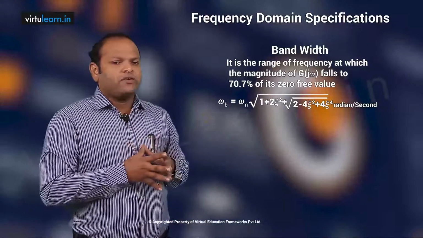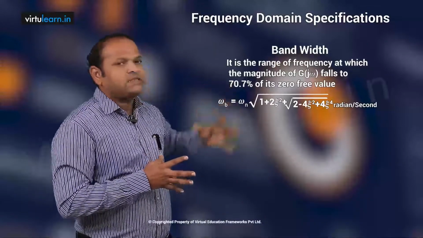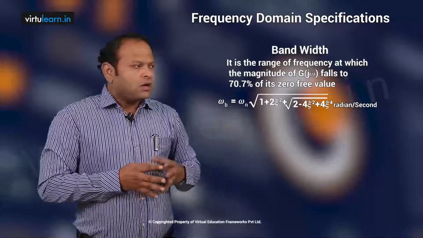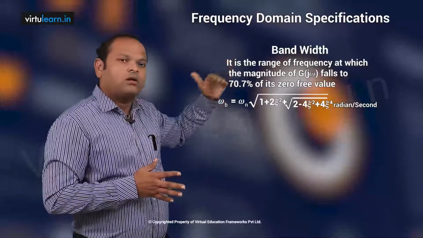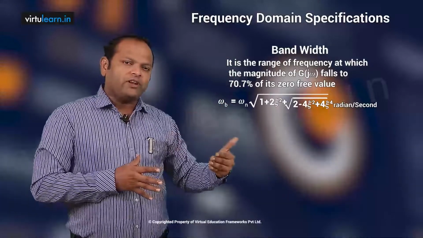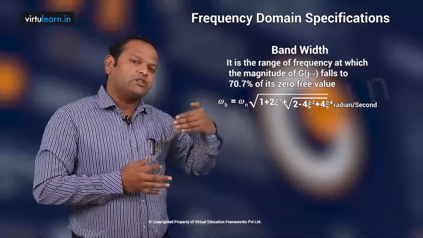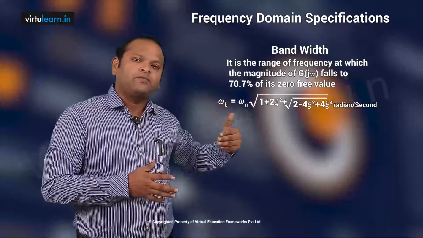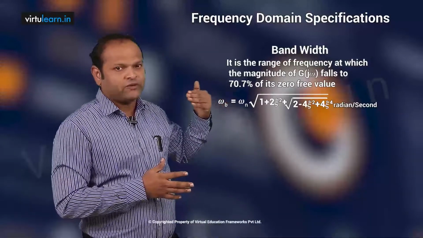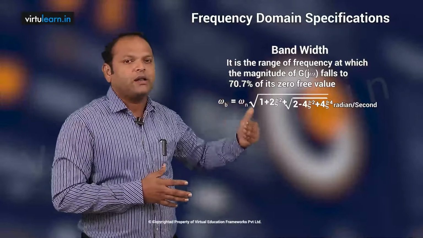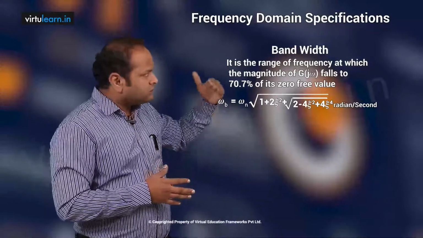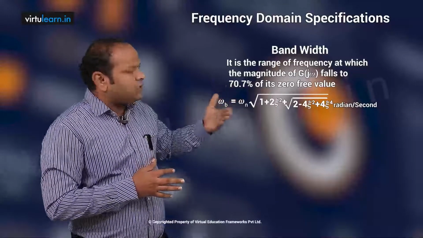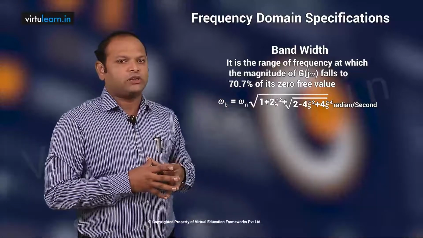Using the bandwidth, you can find out the rise time of the system, meaning how fast the system is responding. Bandwidth and rise time are inversely related. If you have more bandwidth, it indicates the speed of the system is more, so the rise time is less. The speed depends on rise time, and rise time we can correlate with the bandwidth. Therefore, more bandwidth, more speed; less bandwidth, less speed. This is how we can use the bandwidth. Similarly, we can get the noise filtering characteristics using the bandwidth.